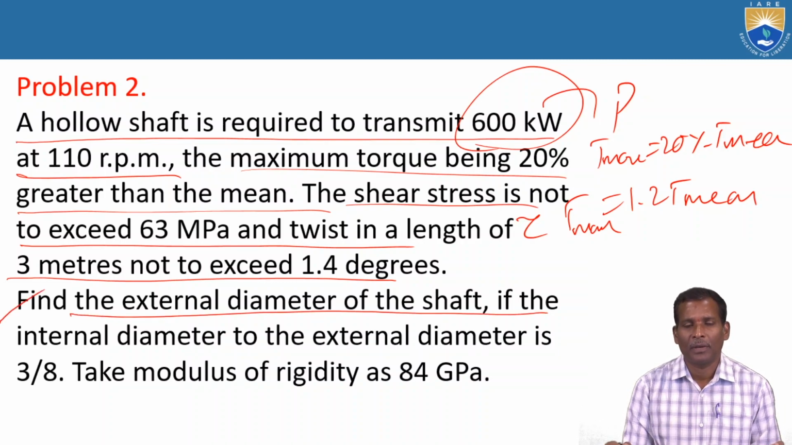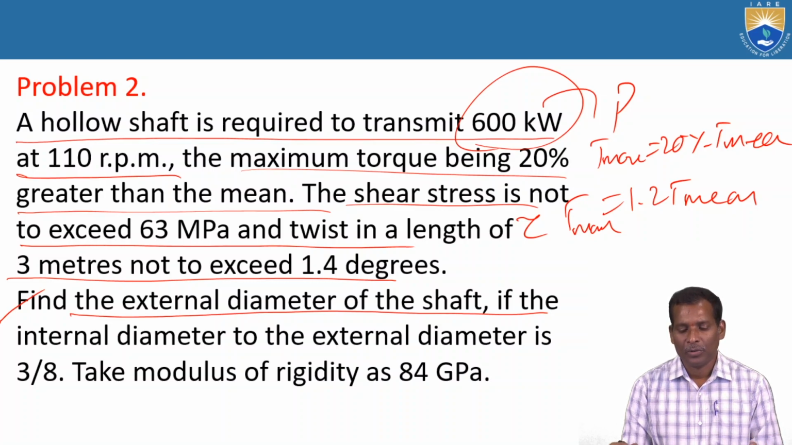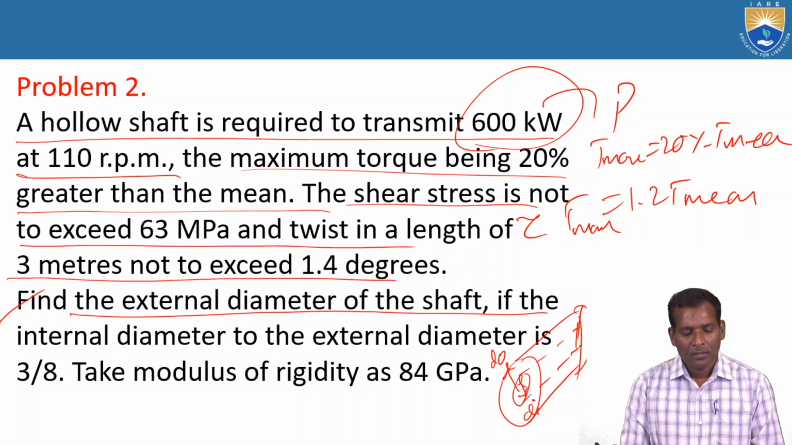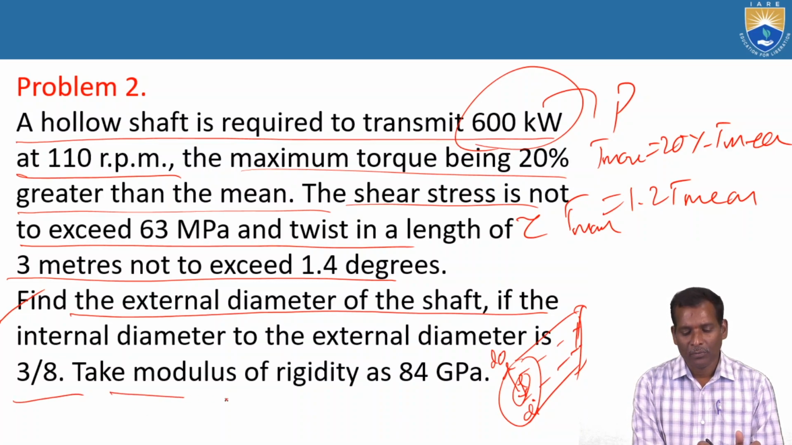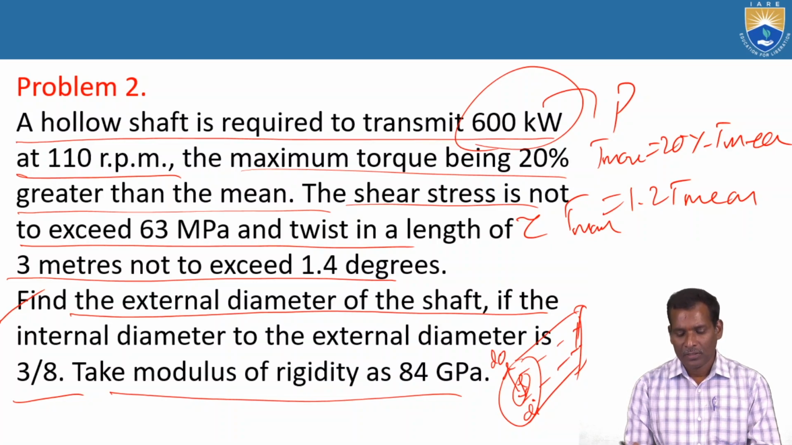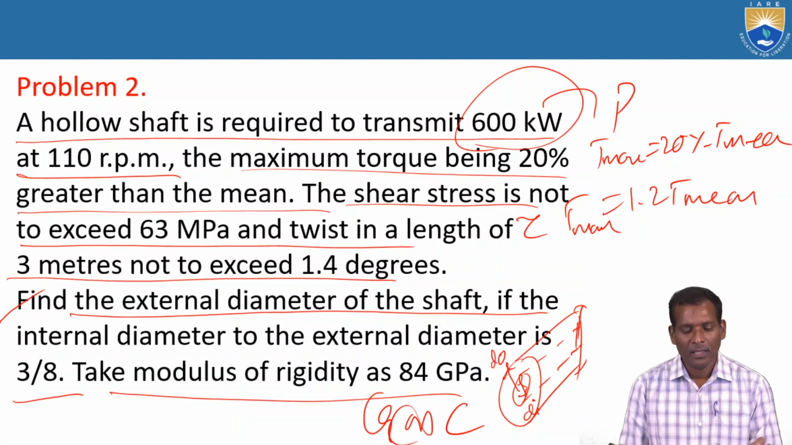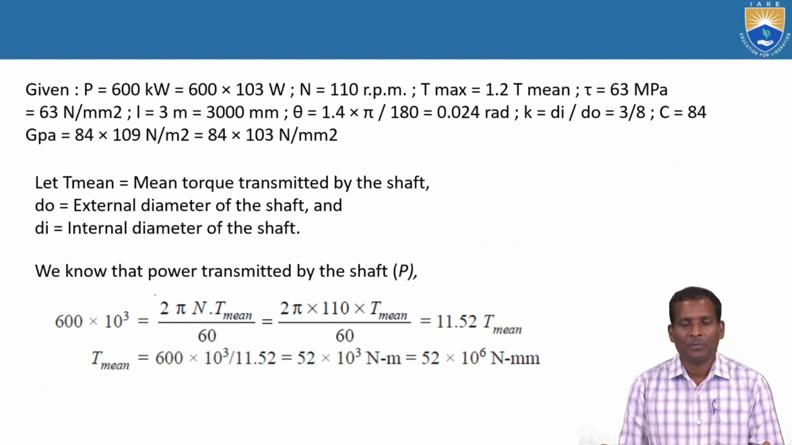The hollow shaft has two diameters, inner diameter and outer diameter. The ratio of internal diameter to external diameter is 3 by 8. Take the modulus of rigidity as 84 gigapascal, that is G or C. All values are given in this problem, and we only need to calculate the external diameter of the shaft by using the torsion equation. So, first of all, the given data.